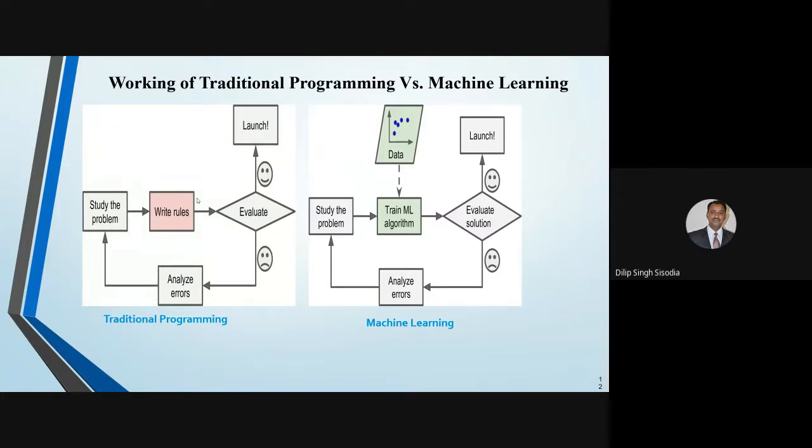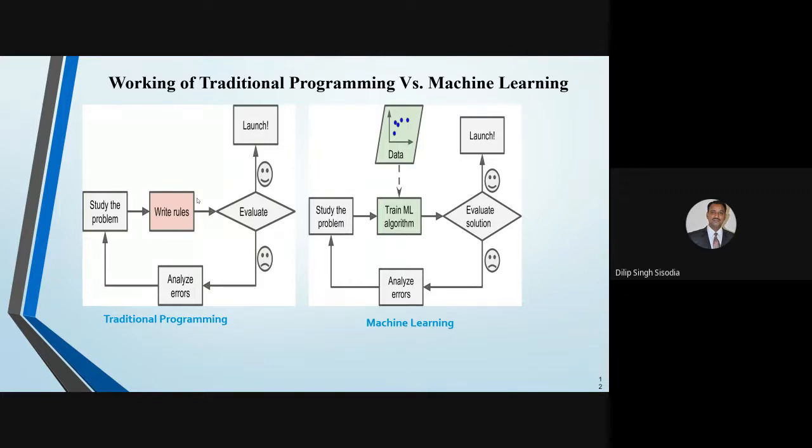Similarly, in the case of machine learning, we study the problem and collect thousands or millions of x-rays, which are treated as data. With the help of this data we train the models, fine tune the models, and evaluate the solution. If the model is working properly, then it's okay, otherwise we calculate the error. There is a standard way of doing this task, and again we iterate.